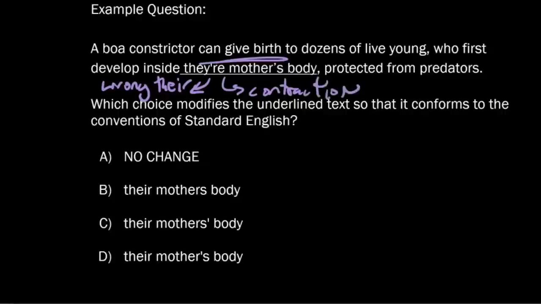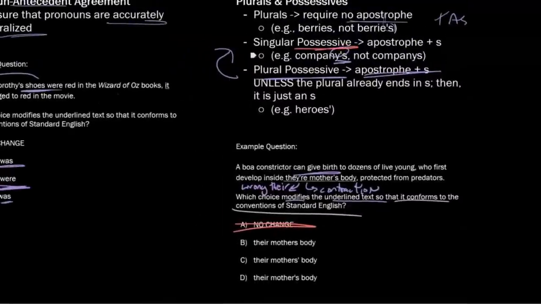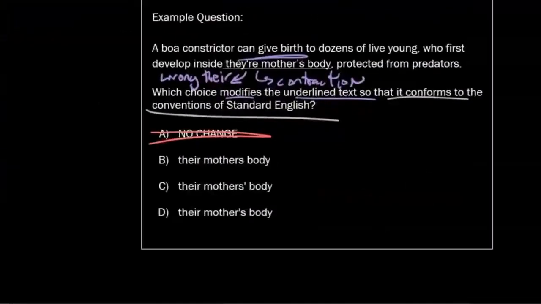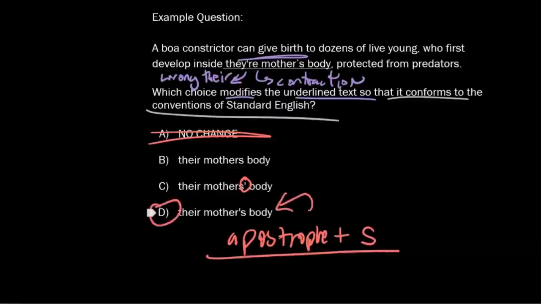All right, if you need more help with all the different theirs. But which choice modifies the underlined text so that it conforms to the conventions of standard English? Our typical question. No change? No, because we know this "there" cannot be correct. So we can just eliminate that right off the spot. Their mother's body. Well, whose body is it? The mother has possession. The mother is a singular possessive, so the mother should have apostrophe S. It should not go after. That doesn't make any sense. It should be apostrophe plus S, which we see here. So the answer is D, and that is the end of SAT English.